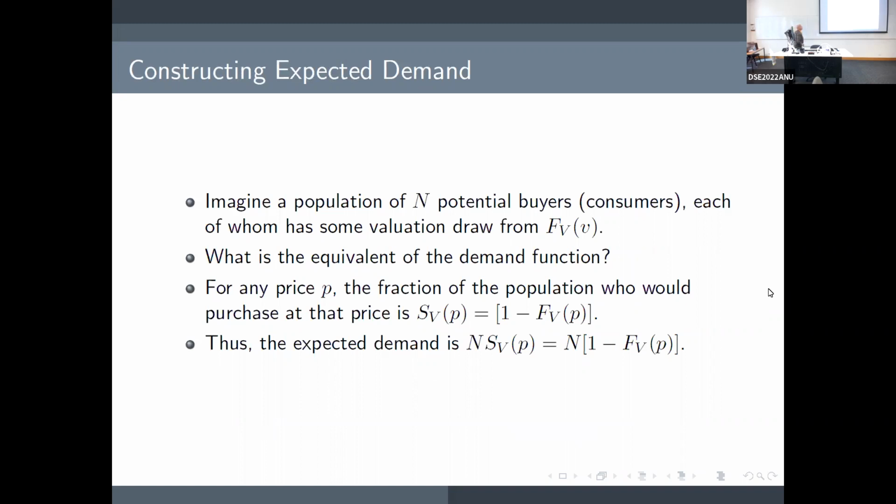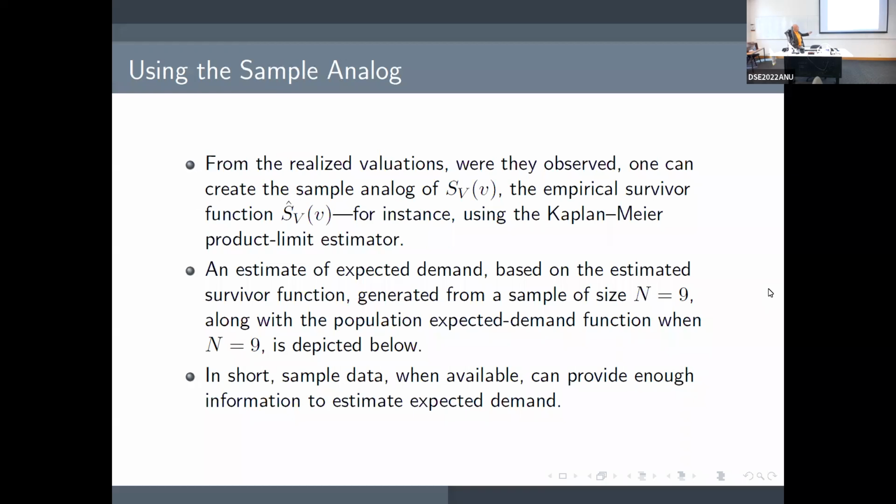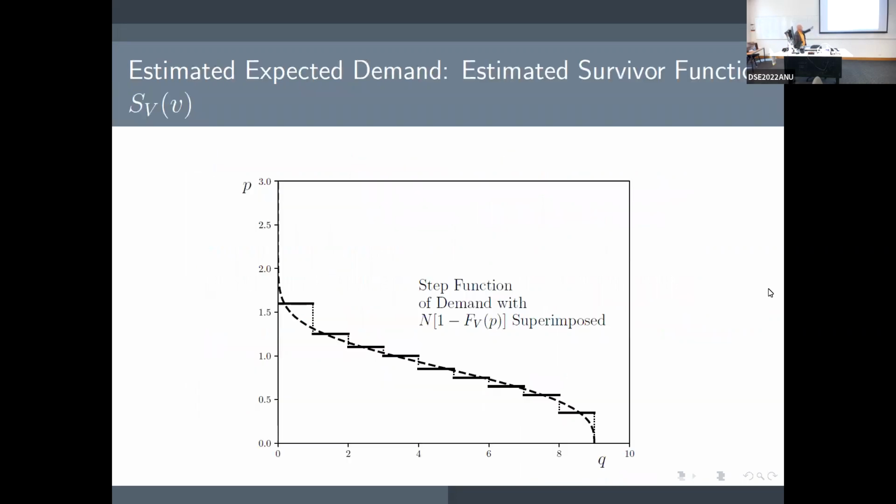So how does this relate to the whole population? Well, you've got n potential buyers. They want 1 unit. So n times this is their demand curve, and it looks something like that, the expected demand curve. And you get some realizations. So imagine you're in the best case world. Everybody truthfully tells you their marginal utility. Well, then you could use a Kaplan-Meier type estimator from duration theory to fit what you have to approximate the demand system.